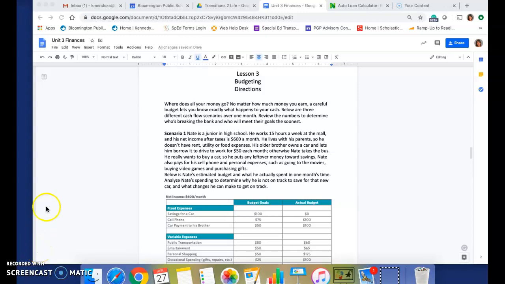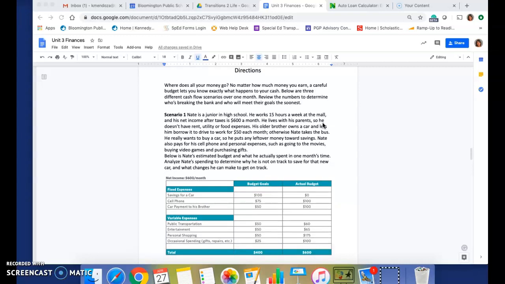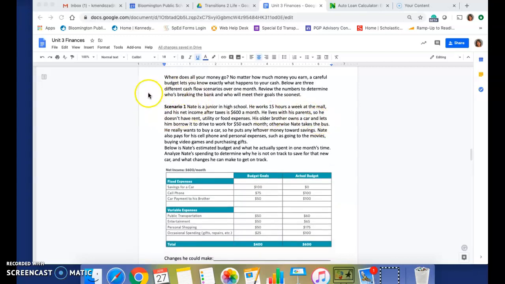All right, so for lesson three, we're talking about budgeting. And budgeting is where and how you spend your money. So I have some scenarios below here that talk about how you're spending your money and how you can save your money. So this first scenario right here is about Nate, who's in high school.